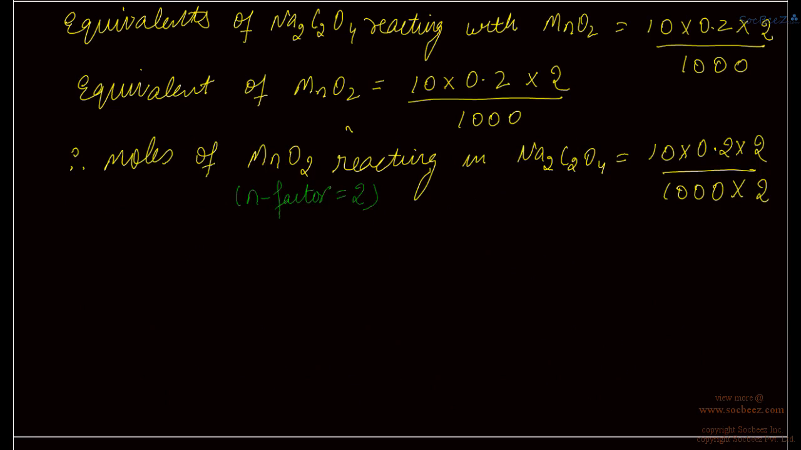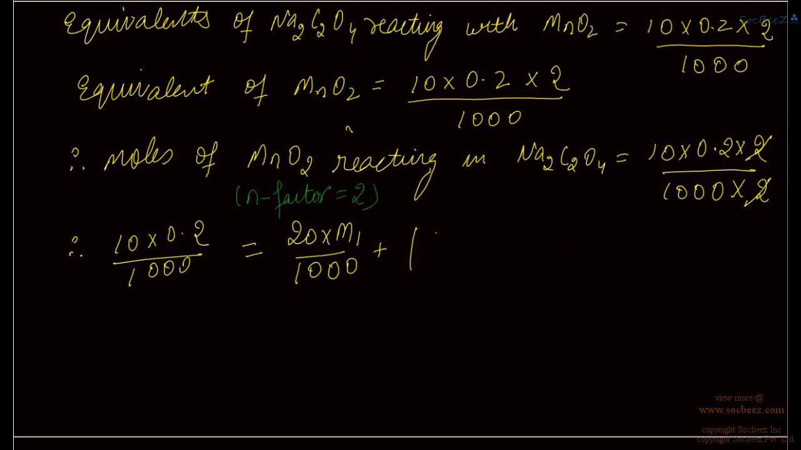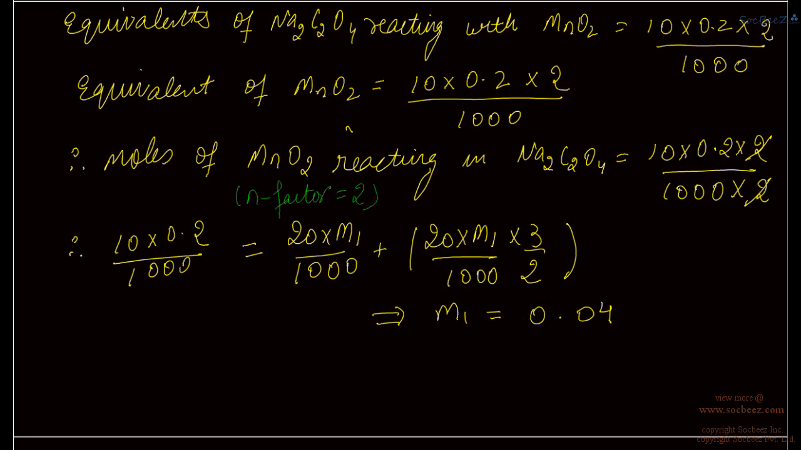If we equate both of them, 10 into 0.2 divided by 1000, as 2 by 2 will get cancelled, equals 20 into M1 upon 1000 plus 20 into M1 into 3 by 2 upon 1000. If we solve it further, we will get the value of M1 as 0.04.